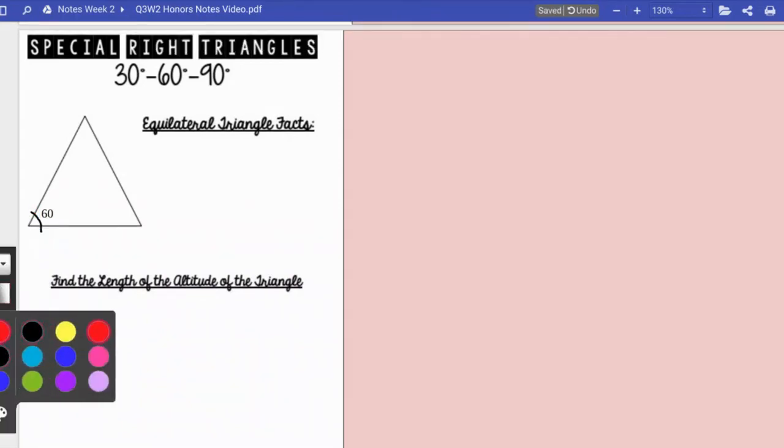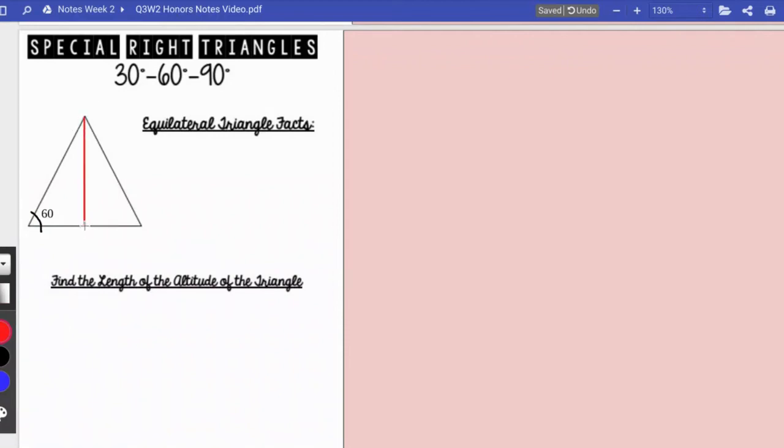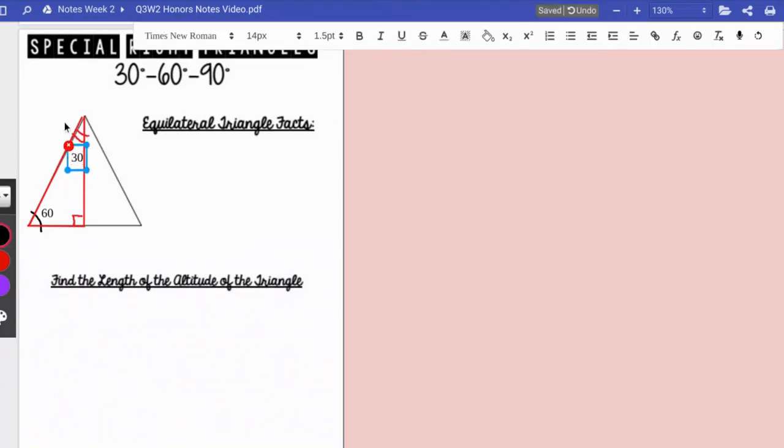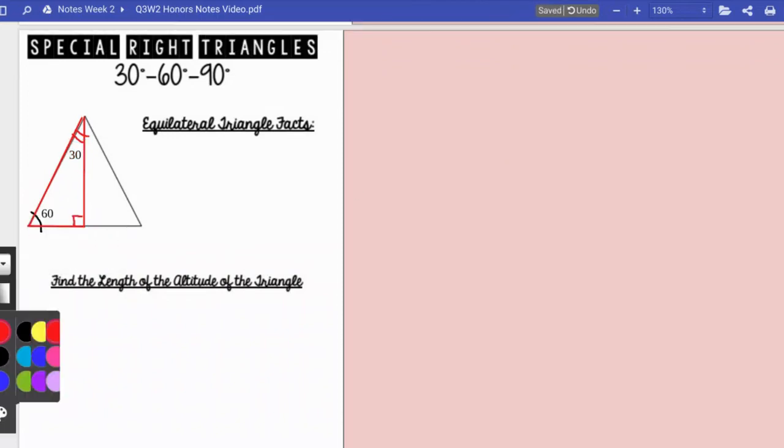Well, what happens when I draw in the altitude? If I draw my altitude in straight down, that makes a 90-degree angle, which creates this right triangle right here. Since one of the angles is 60 degrees, one of the angles is 90, how many degrees is this angle up here going to be? It has to be 30 degrees. So we just took an equilateral triangle and we created a 30, 60, 90 triangle from that.